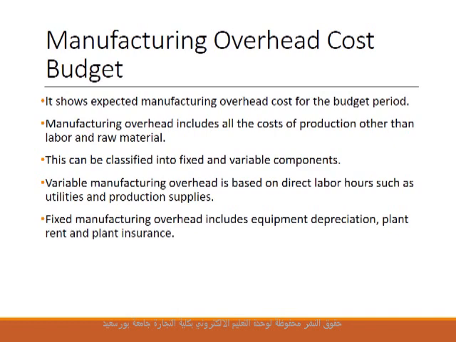Manufacturing overhead cost can be classified into fixed and variable components. Variable manufacturing overhead changes with the number of units produced and is frequently based on direct labor hours, such as utilities and production supplies. Fixed manufacturing overhead remains constant regardless of the production level, such as equipment depreciation, rent, and insurance.